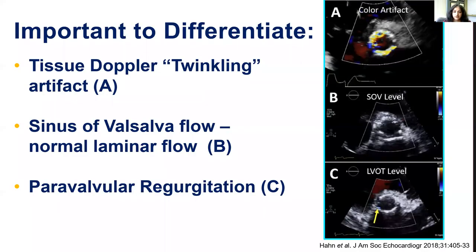It's important also to differentiate PVL from that tissue Doppler or twinkling artifact that happens when ultrasound waves hit a metal stent. And also from sinus of Valsalva flow, which is normal laminar flow that you'll see in the sinuses as they perfuse the coronaries.